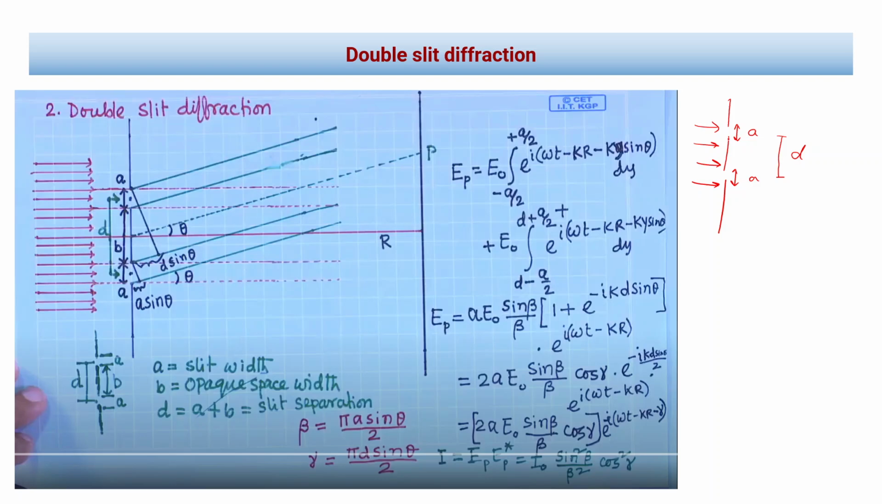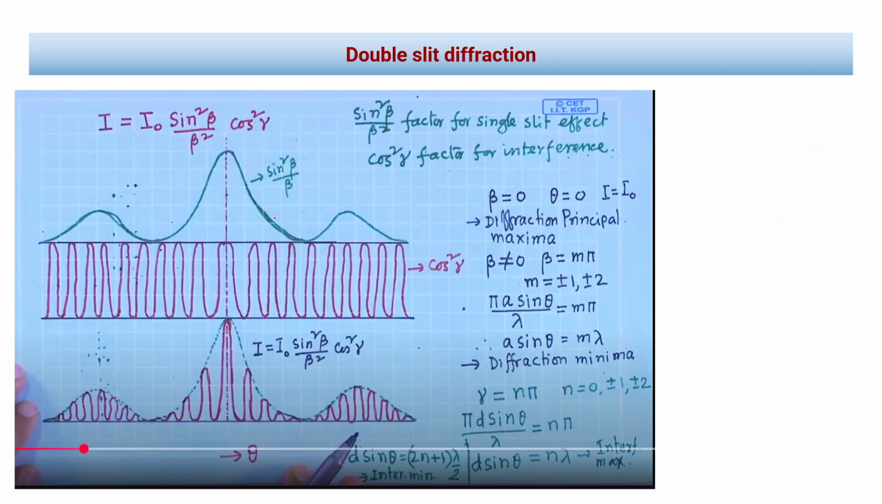Okay, and between these two openings, the opaque part, you can call it B. So this A plus B is the distance between the two openings. So here the parameters A, B and D are very important. A is the slit width, B is the opaque space between those two openings, and the slit separation is D, A plus B. So here what we see is we get diffraction as well as interference.